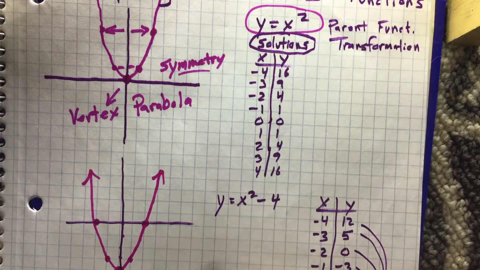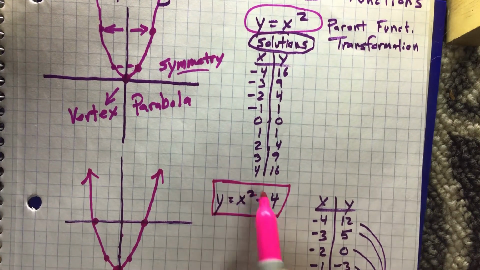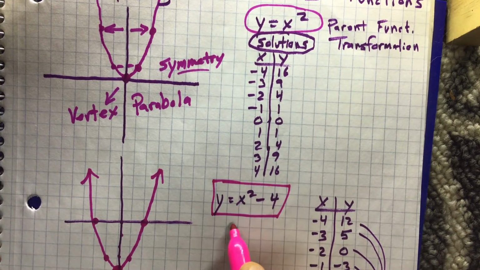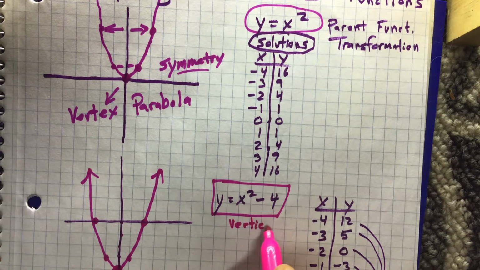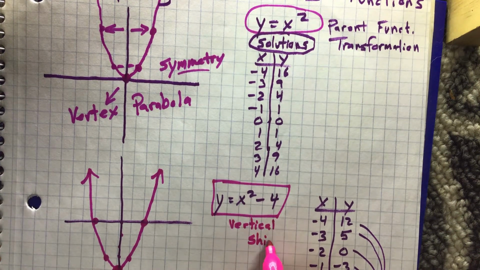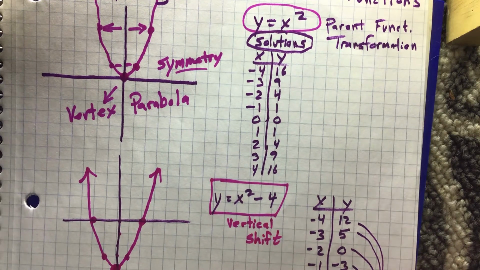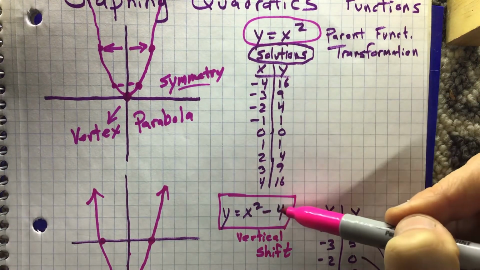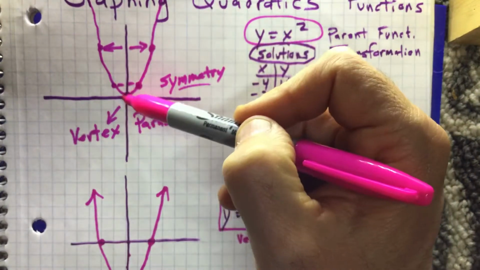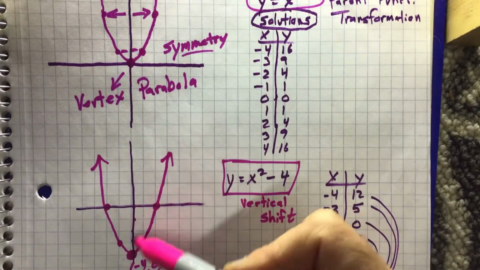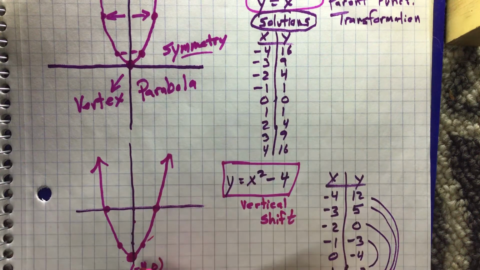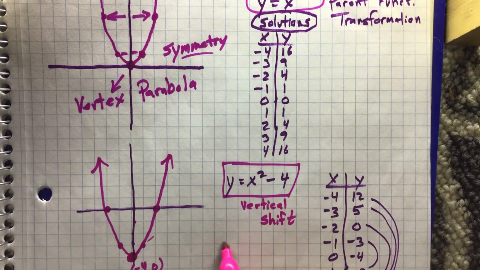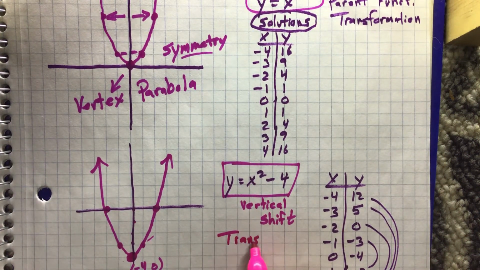The only difference is it's shifted 4 units down, and we call that a vertical shift. Meaning I took the original function, y equals x squared. I made it y equals x squared minus 4, and my graph just shifted 4 units down. It looks exactly the same shape, just shifted 4 down, and that's called a vertical shift, and that's a transformation. That's a transformation of the original parent function.